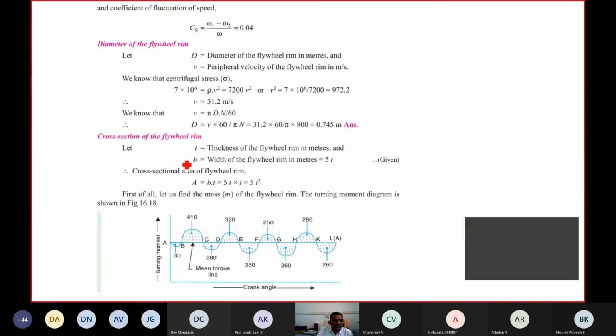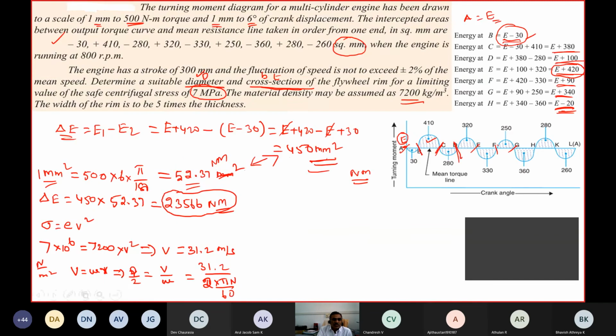Speed is N equal to 800. So you substitute the value of N equal to 800, and all other data we know. From this we can find the value of diameter. What is the value of diameter? Diameter is equal to 0.745 meter. We got the value of D. What is the next step?